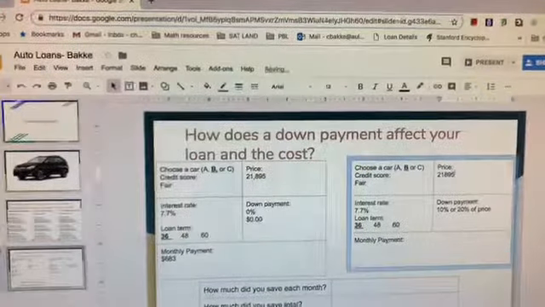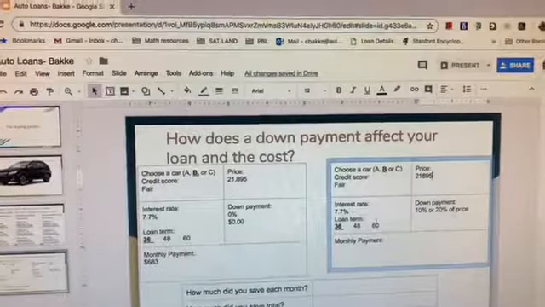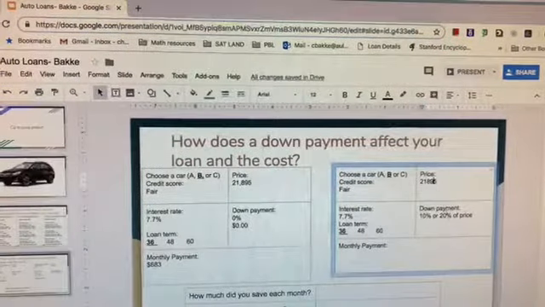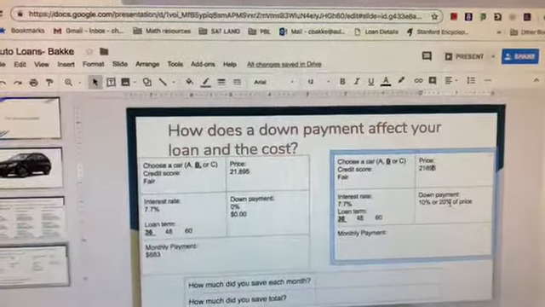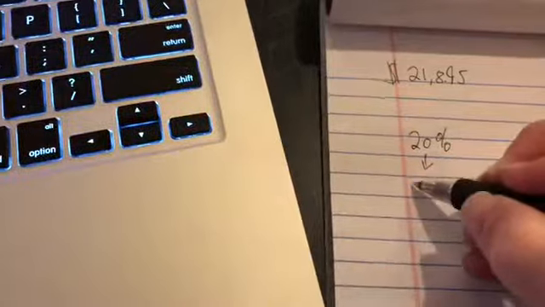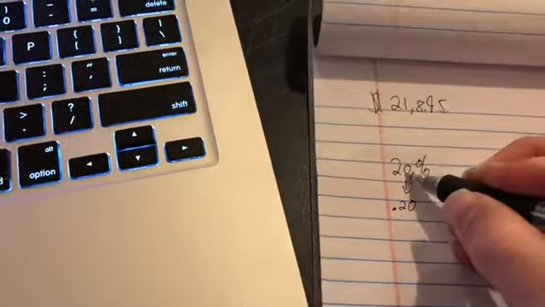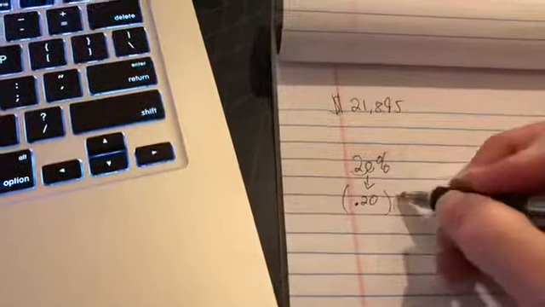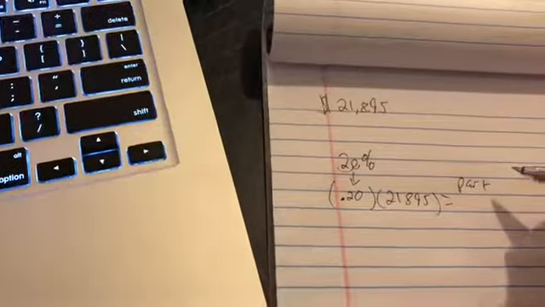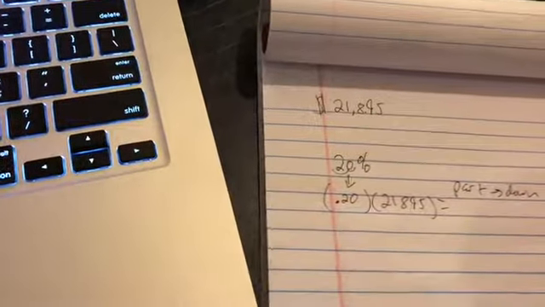So the only difference between what you did in the first part of the project and with this one is the down payment. So we need to find 10 or 20% of the price, and then we will have the down payment, which is literally the check you show up with. So I'm going to choose a 20% down payment. And I want 20% of the price, so I'm going to turn 20% into a decimal, 0.20, because I move it twice over. And I'm going to multiply that times the price. And I will get the part. I will get 20% of that price, which is going to be my down payment. 20% of my car is $4,379.